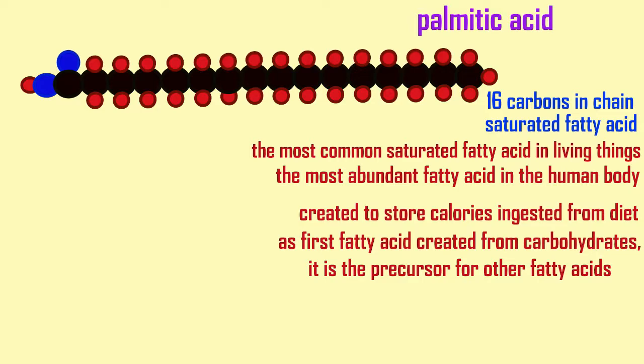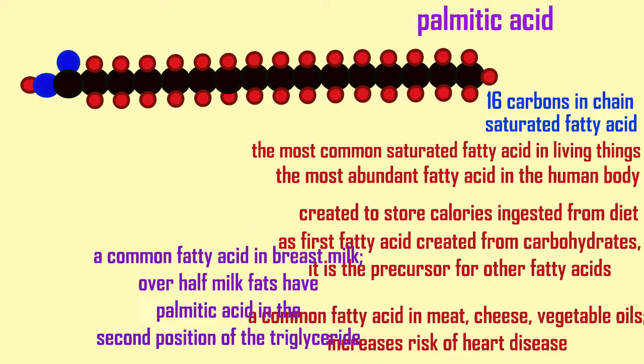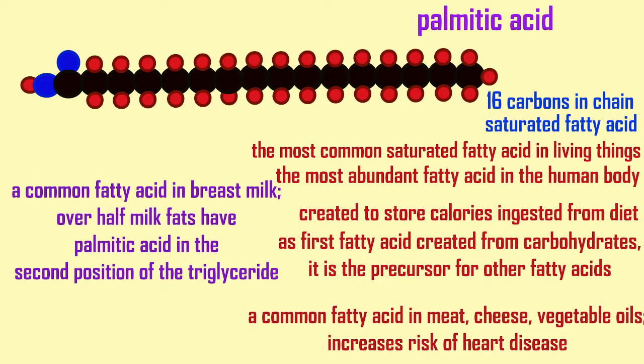It is a common fatty acid found in diverse dietary sources such as meat, cheese, and vegetable oils, and being saturated increases the risk of heart disease. It is a common fatty acid in breast milk and is particularly common as the second fatty acid in the triglyceride. Over half of milk fats have palmitic acid in this position.